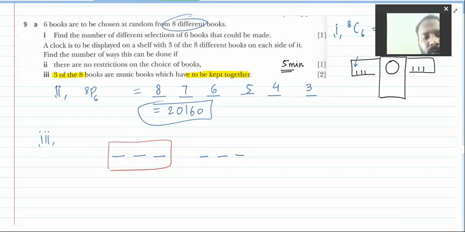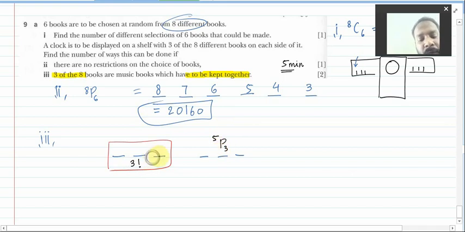So inside that box we have 3 factorial. We have total 8 books, right? Out of 8, 3 books are occupied here. What are the leftover options? So leftover options are 5, and among those 5 we need to pick 3 books. Alright, and for their placement, this box can be at this place or at this place. So you need to multiply by 2 as well for the placement of these 3 music books together.